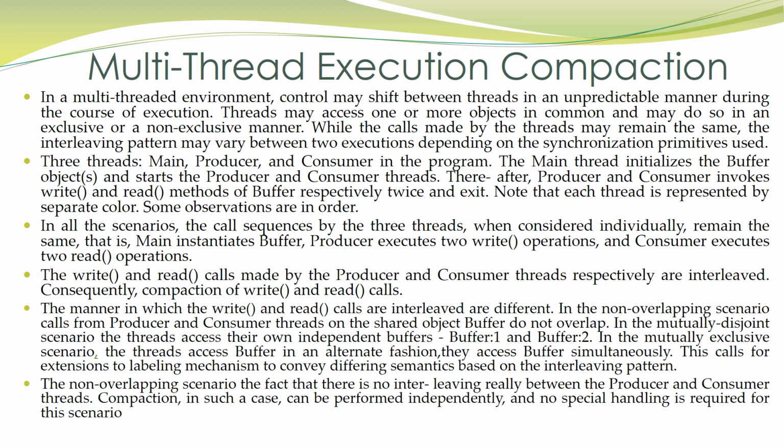This example is the producer consumer problem. Here the main thread initializes the buffer object and starts the producer and consumer threads. Thereafter, the producer and consumer invoke the write and read methods of the buffer respectively twice and exit. Each thread is represented by a separate column, so observations are in order. In all scenarios, the call sequence of the three threads, considered individually, remains the same. That is, main instantiates the buffer, the producer executes two write operations, and the consumer two read operations.